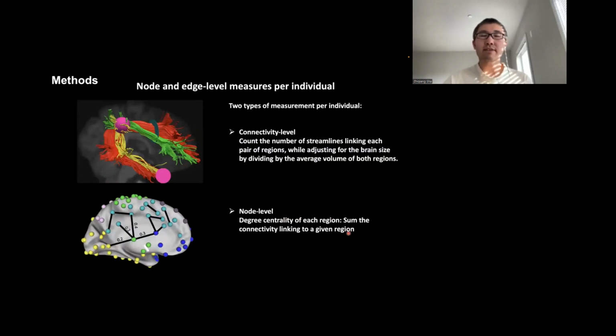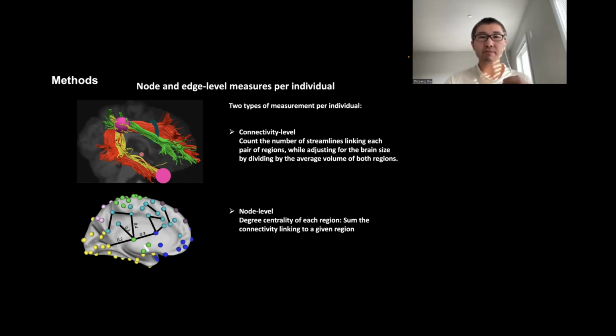And we analyzed the brain networks at 2 levels, including connectivity level and node level. At the connectivity level, this figure is a very good example to show how we get the connectivity level data. So these are the regions of our interest. We can see there are a lot of streamlines linking this pair of regions. And we counted the number of streamlines between 2 regions while adjusting for the brain size of the volumes of these regions to define the connectivity.